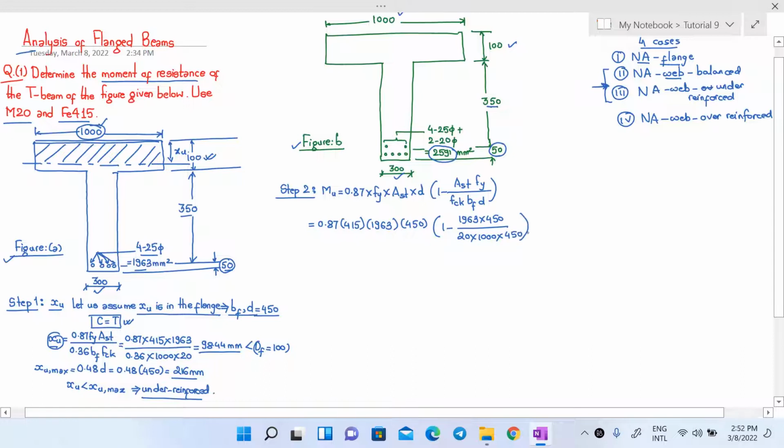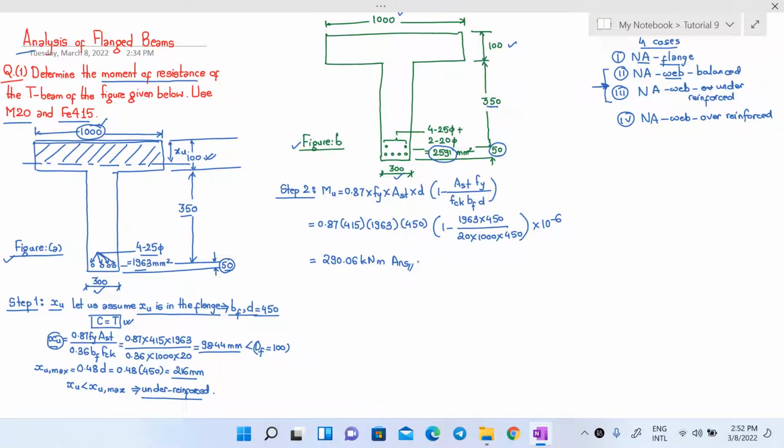So this will give you the value of limiting moment of, not limiting, sorry, the value of moment of resistance in Newton millimeter. If you want to convert it into kilonewton meter, just multiply whatever you get by 10 to the power minus 6. Then we will get the moment of resistance of this T-beam is 290.06 kilonewton meter. So this is our answer. This is the value of the moment of resistance of our given T-beam for figure number A.